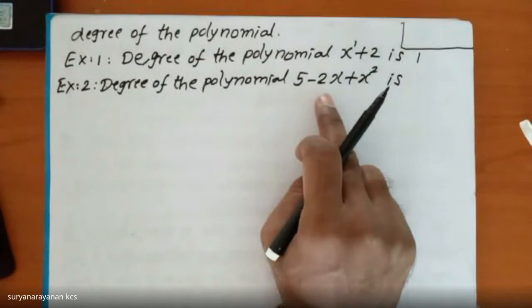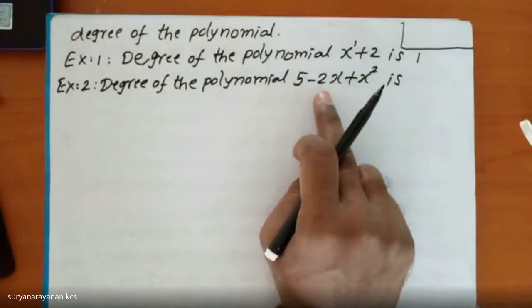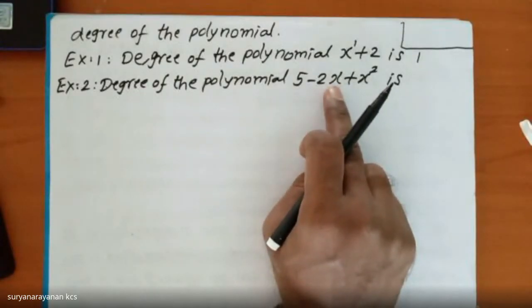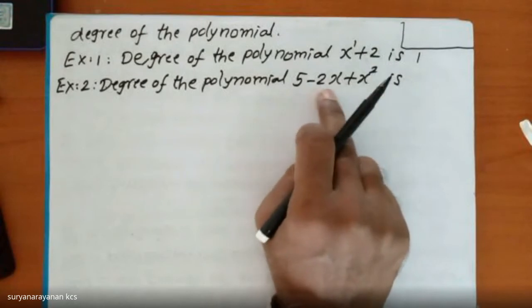What is the name of this term? X is a variable, sir. Then what is the term? What is the name of this term? X term. Remember this point. Sir, X term. This is called X term. Variable is X. So this is called X term.